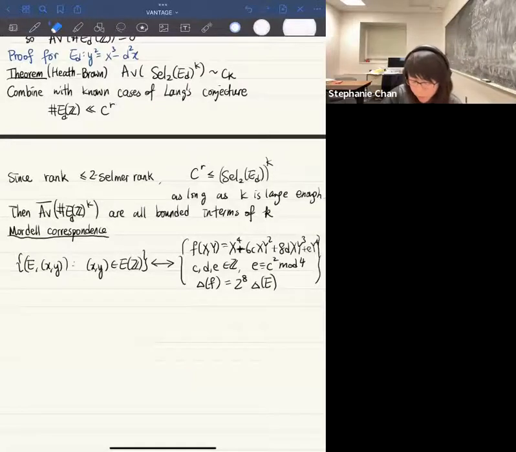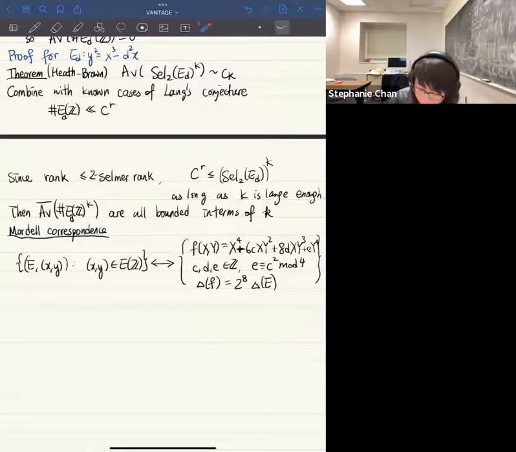There are some specific formulas that go from the integral points to the particular quartic integral forms that we get. It's very explicit. Given any point, you can just write down the formula for the integral quartic form that you get out of it.